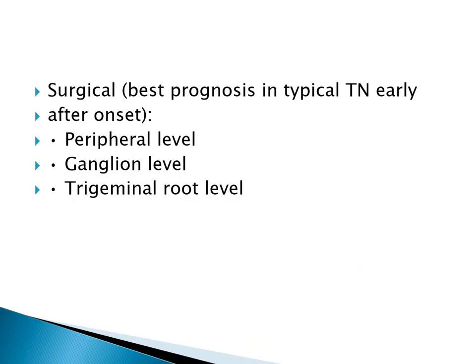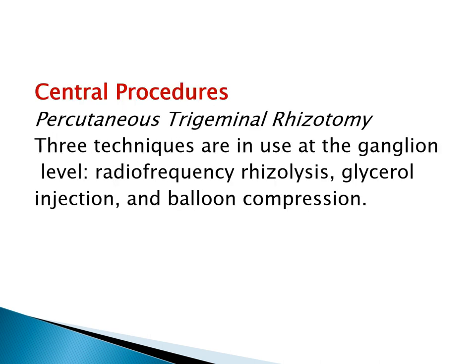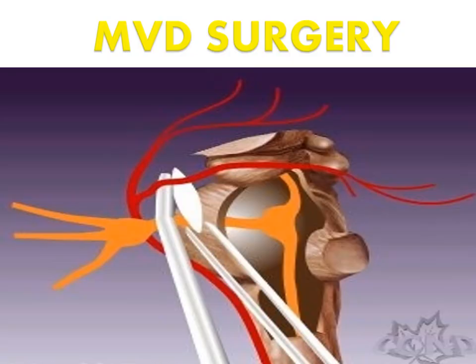Trigeminal neuralgia, surgical options. Best prognosis in typical TN early after onset. Peripheral level, ganglion level, trigeminal root level, central. Procedures: percutaneous trigeminal rhizotomy. Three techniques are in use at the ganglion level: radiofrequency rhizolysis, glycerol injection, and balloon compression.